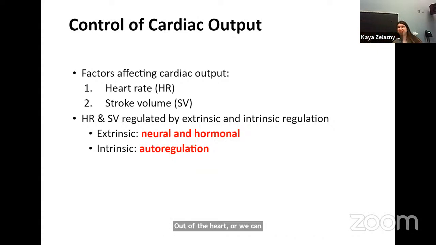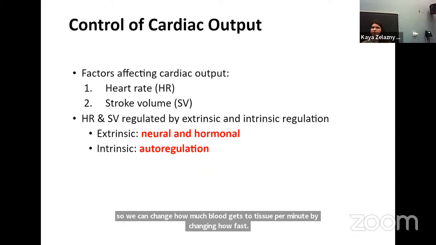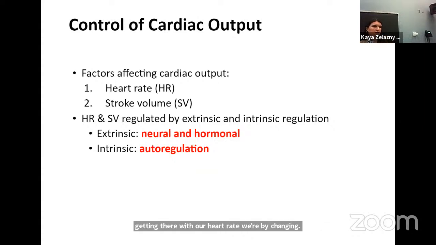Or we can just affect how much blood we're squeezing out of the heart every heartbeat, right? If you put a whole big wave out every time you have a heartbeat, then that can also increase your cardiac output. So we can change how much blood gets to tissue per minute by changing how fast it's getting there with our heart rate, or by changing our stroke volume. So the way that we regulate how much cardiac output there is, how much blood gets to tissue, is by regulating those two things: our heart rate and our stroke volume.